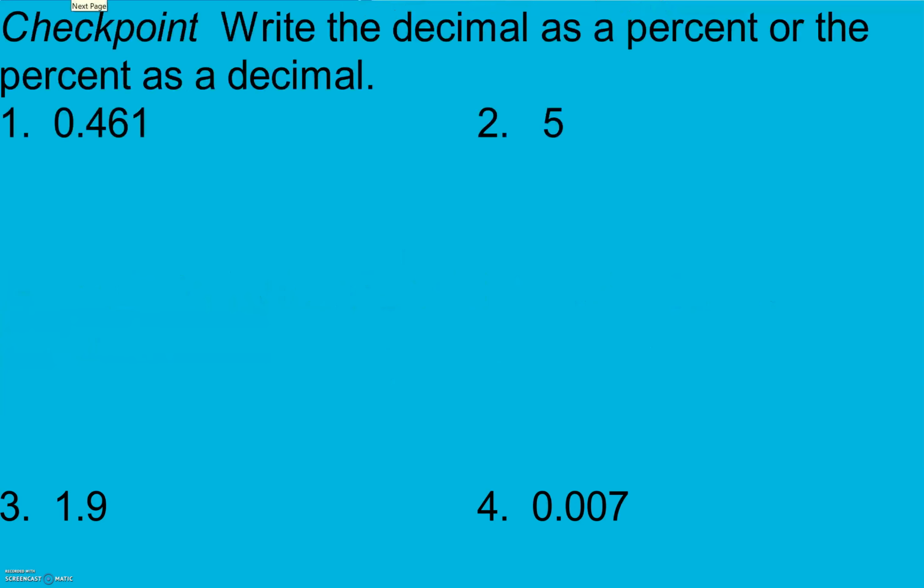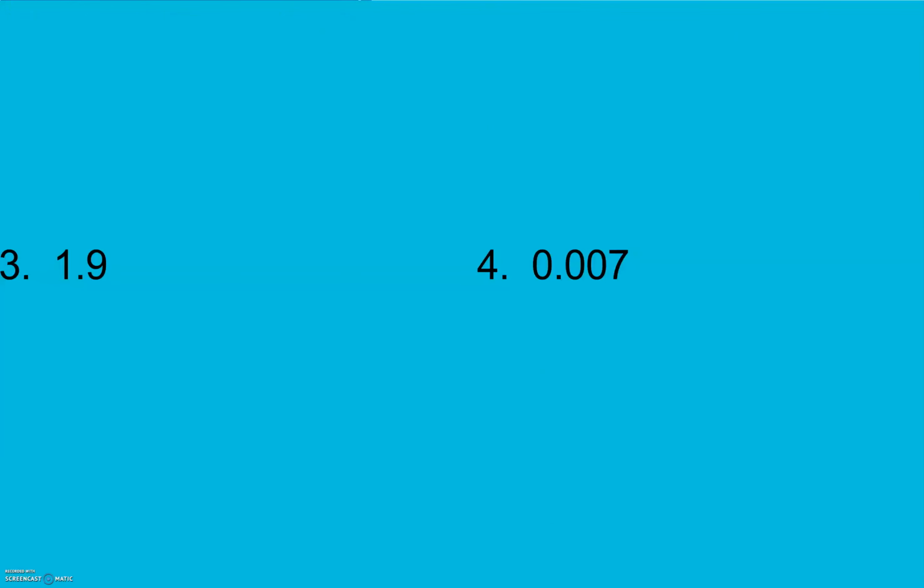Go ahead and pause here, give these a try. Write the decimal as a percent or the percent as a decimal. Here I have a decimal, which is like writing in terms of dollars, 2 spots to the right, and I have 46.1%. 5, again, we move our decimal 2 places, 1, 2, add our zeros, 500%. 1.9, 2 places, 1, 2, 190%, just like cents. We go from decimals like dollars to percents like cents in change. And here I'd have 0.7%.